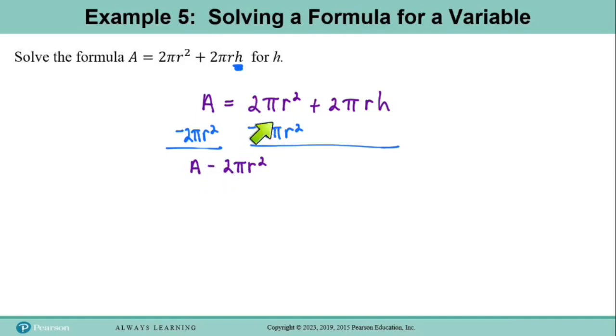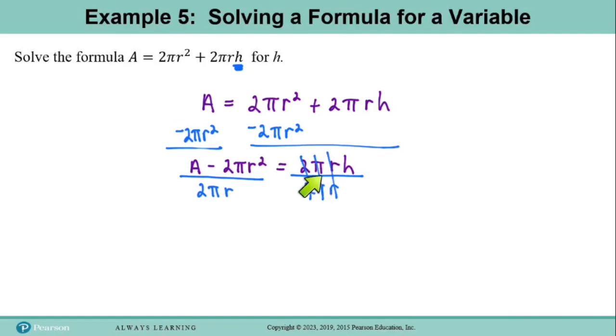Over here on the right, these two terms add up to 0, and all that's left on the right side of the equal mark is 2 pi r h. Okay, now I've got the h term isolated, and I want to eliminate all of these coefficients. If I treat all of this as one number, like for example, if this said 3h, you would just divide both sides by 3, right? So that's what we're going to do here. I want to eliminate this coefficient 2 pi r. So I'm going to divide that side by 2 pi r. That means I need to divide the whole other side by 2 pi r.